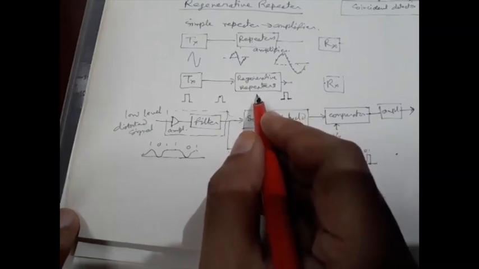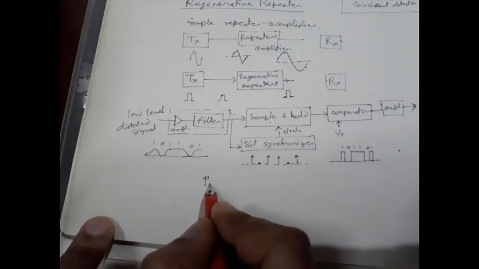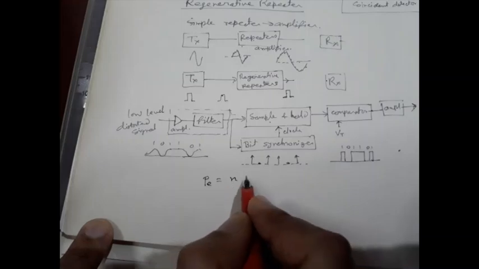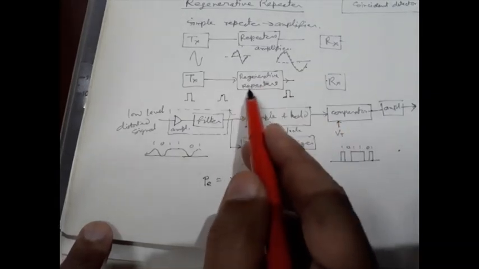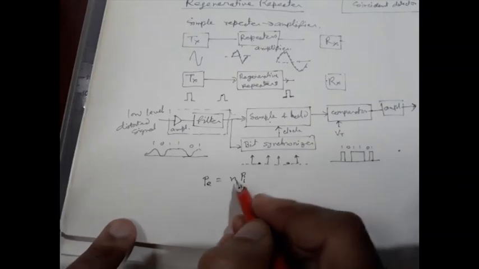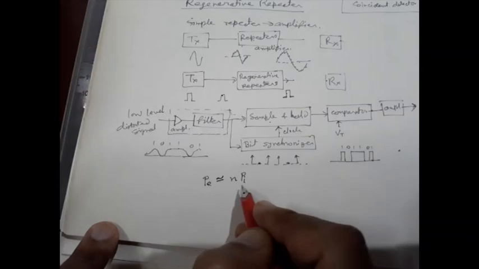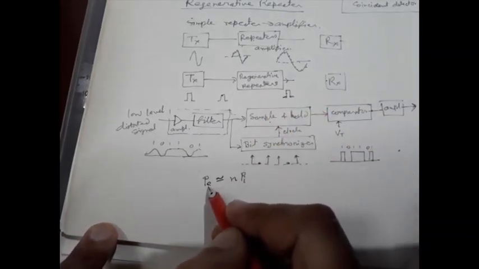But instead of going to that mathematical manipulation, we will just write that the effective bit error probability will be n times the bit error probability of an individual regenerative repeater, assuming identical repeaters are used. N is the number of repeaters. It is approximately, not exactly. That means the more the number of repeaters, the more will be the error rate.